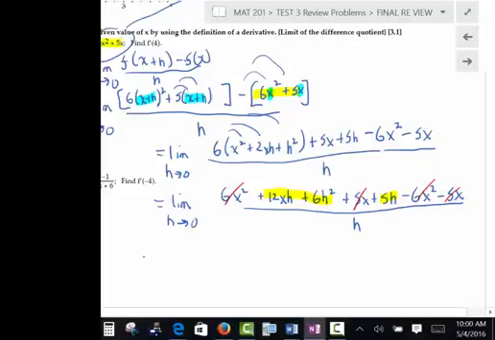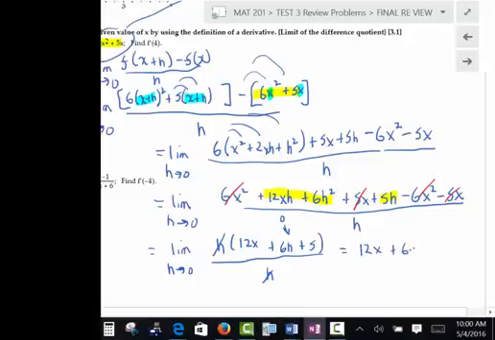So what you'd end up having next is you'd have limit as h goes to 0, factor the h out of the numerator. So you have h times 12x plus 6h plus 5 all over h, like that. Okay? Now plug in, evaluate your limit. So replace h with 0, so you get 12x plus 6 times 0 plus 5. That's what we expected to get, right? So that's what the derivative is.